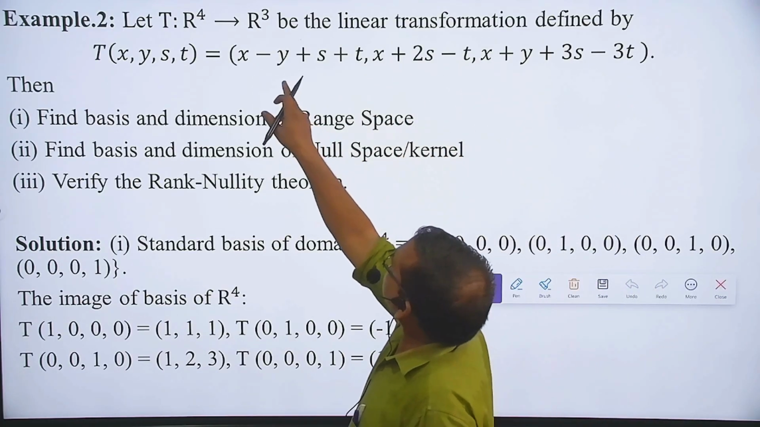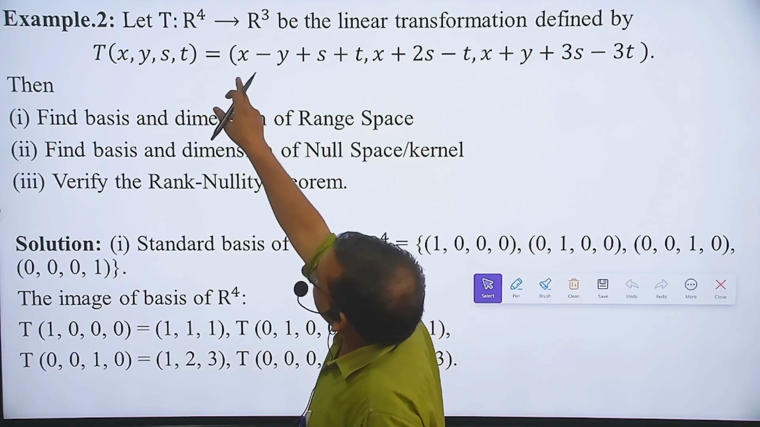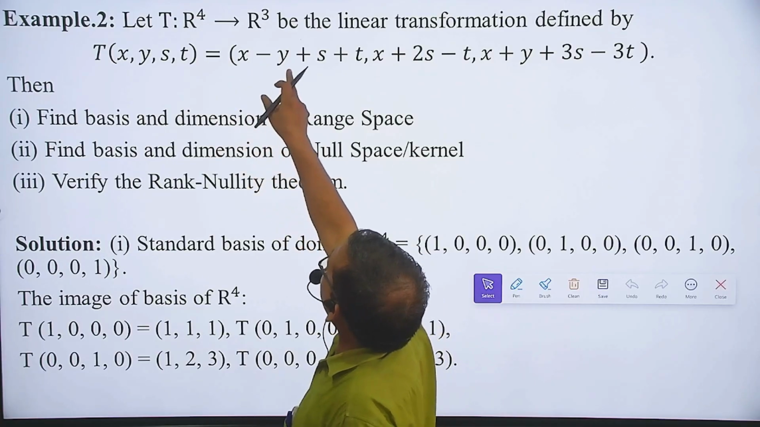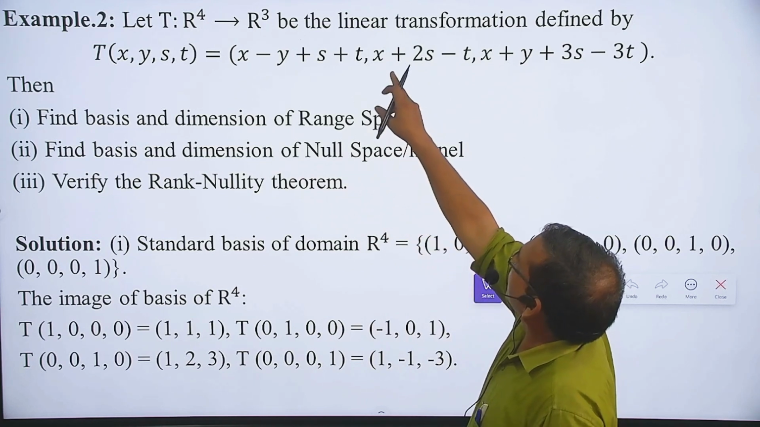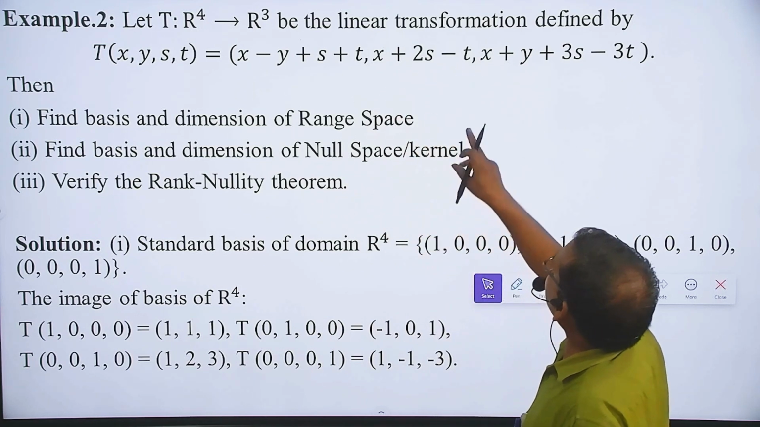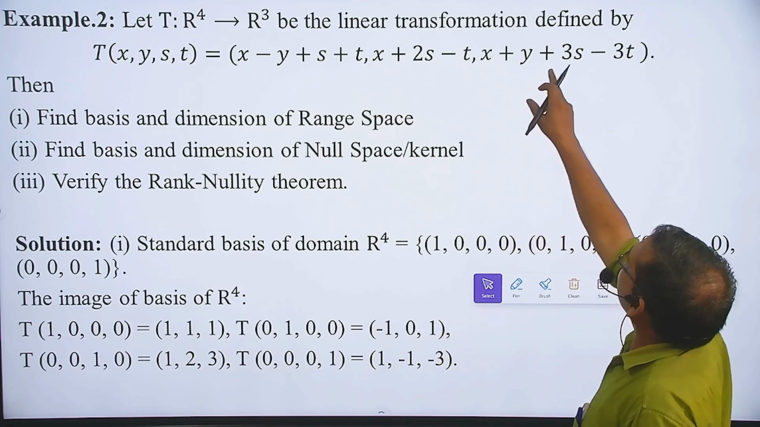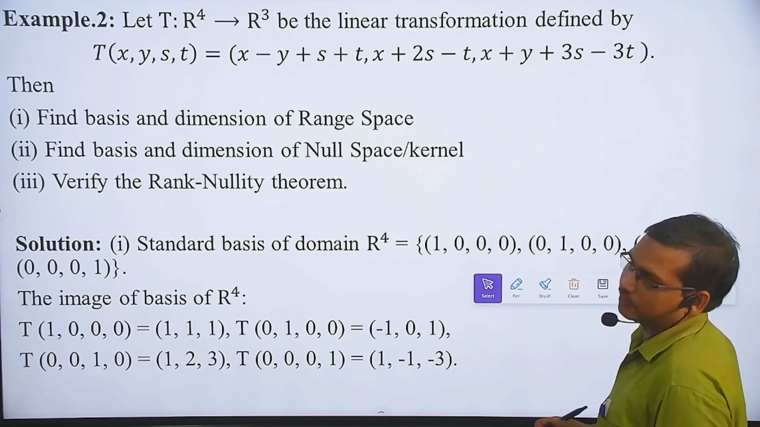First component is x minus y plus s plus t, second component is x plus 2s minus t, and third component is x plus y plus 3s minus 3t.